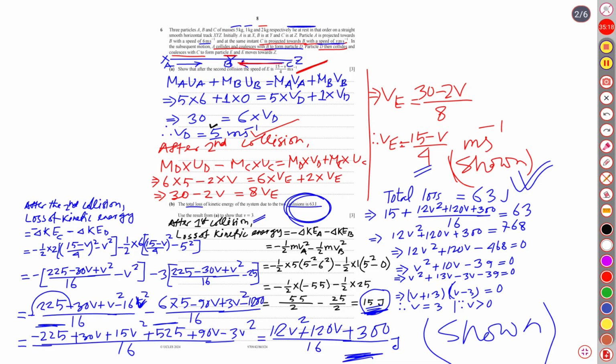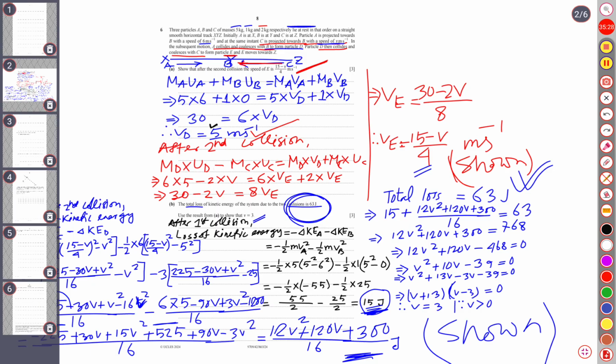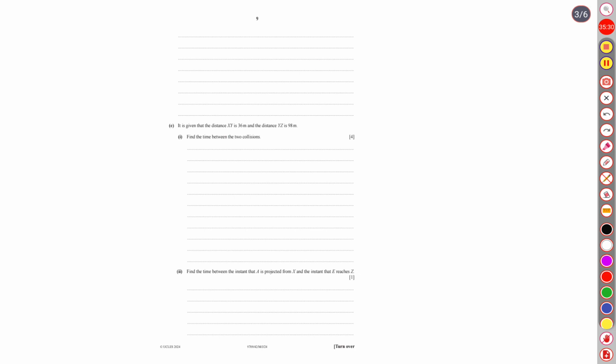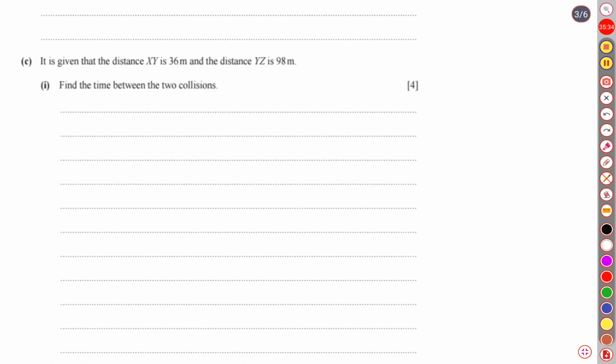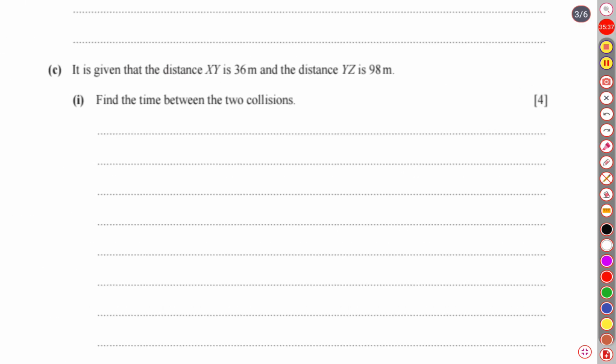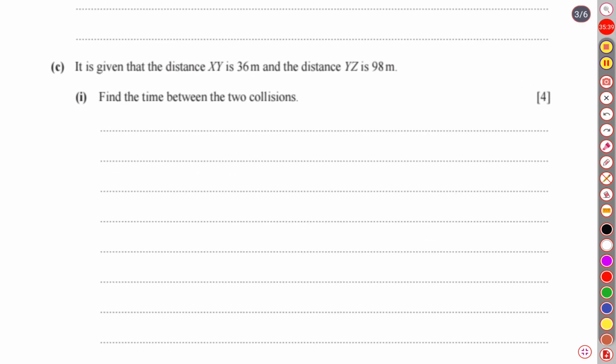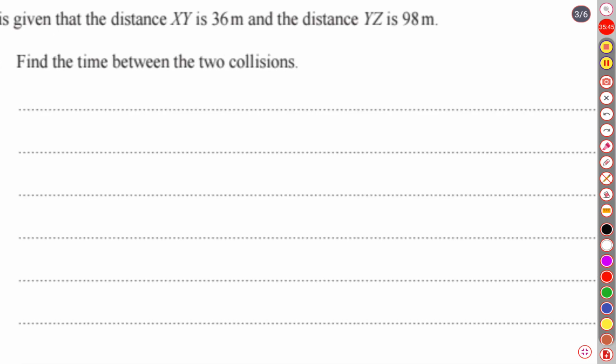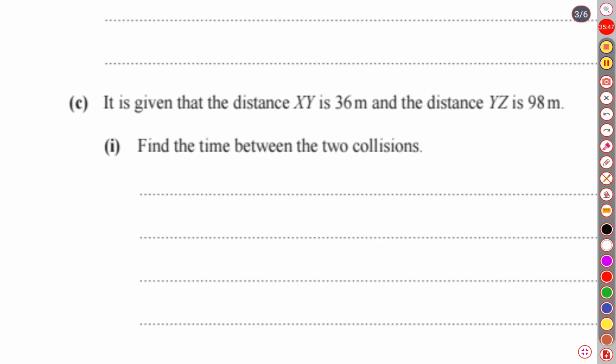Let's move on to the immediate next question. Let's move on to the next page, page number 3. The next question says, it is given that the distance xy is 36 meter and the distance yz is 98 meter. Find the time between the two collisions. Okay. So first of all, let us draw the scenario. Suppose this is the straight line. Okay.